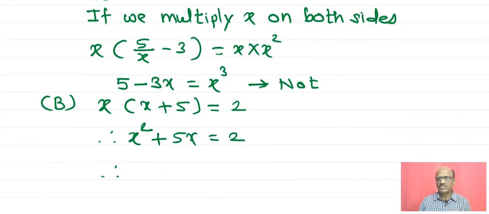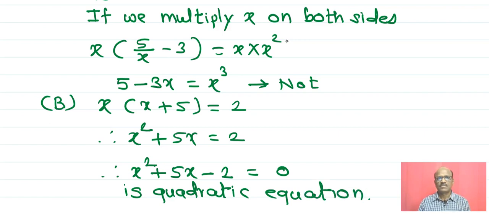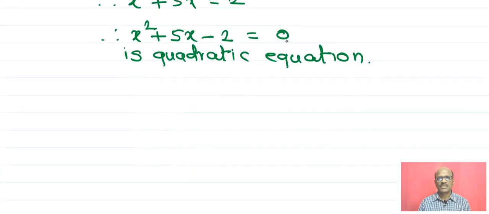Now this is a quadratic equation. x in bracket x plus 5 is equals to 2. x square plus 5x is equals to 2. x square plus 5x minus 2 is equals to 0 is a quadratic equation. Now next.